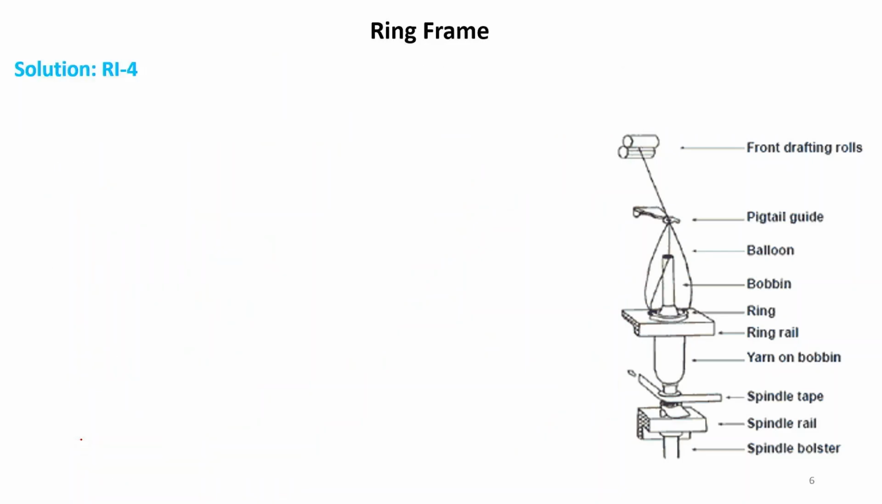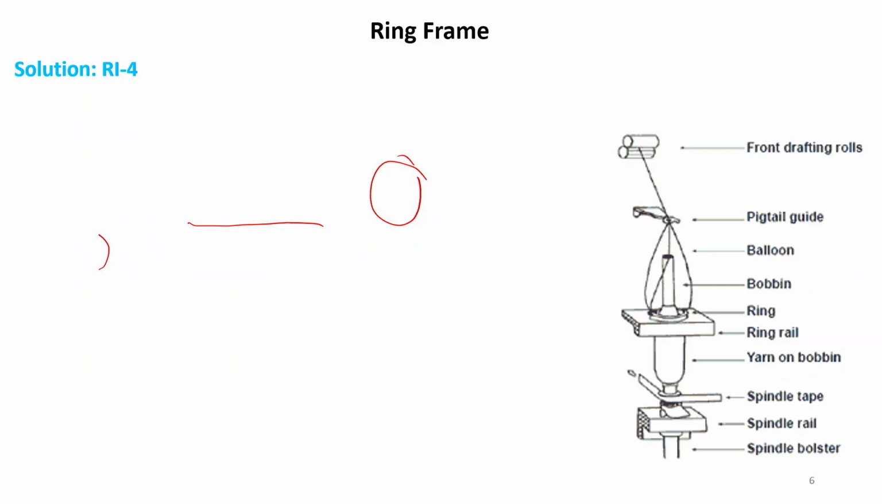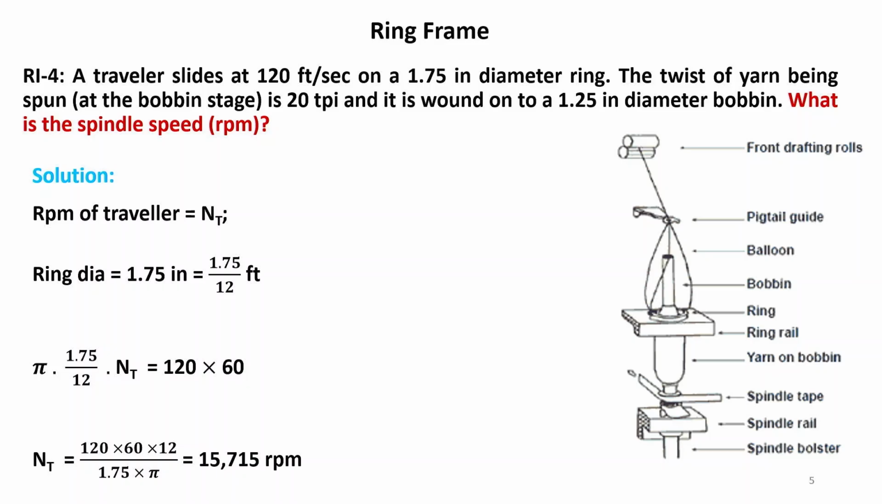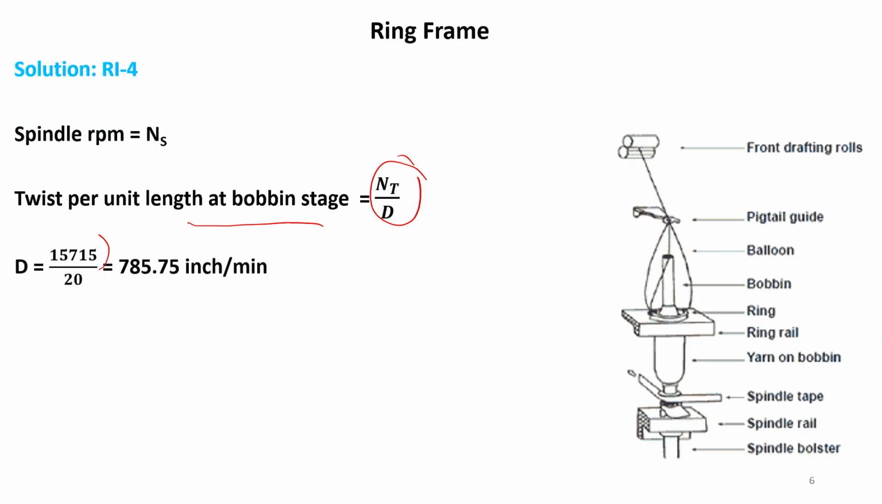So, spindle speed we can calculate. Spindle speed is Ns RPM. Twist per unit length at the bobbin stage is Nt by Vd. So, from there we can calculate the delivery rate. Twist is known, so we can calculate the delivery speed. Twist is given here as 20 TPI. So, from there we can calculate the delivery rate.